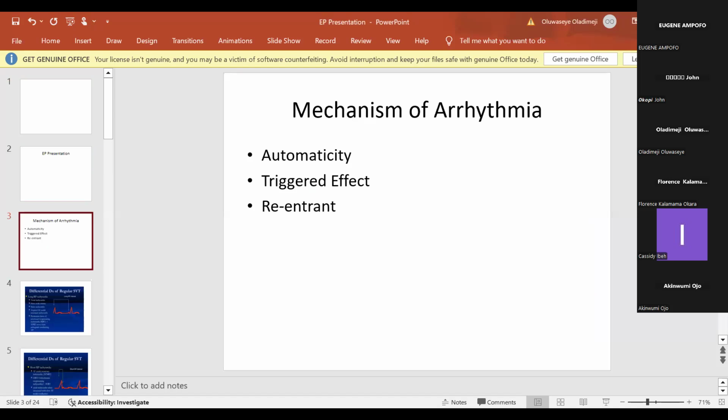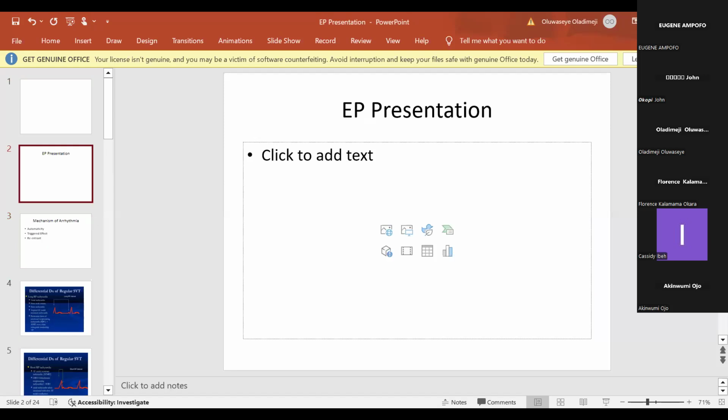Okay, so did you get the introduction of the purpose of EP? So as I said, the main purpose is to make a diagnosis and also for therapeutic intervention. So diagnosis, we're saying that whatever the arrhythmia is, EP can help us in making the diagnosis.